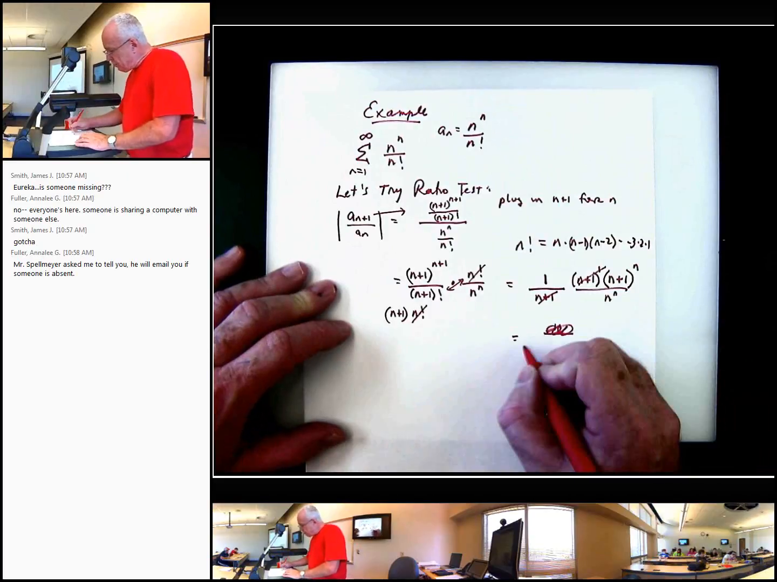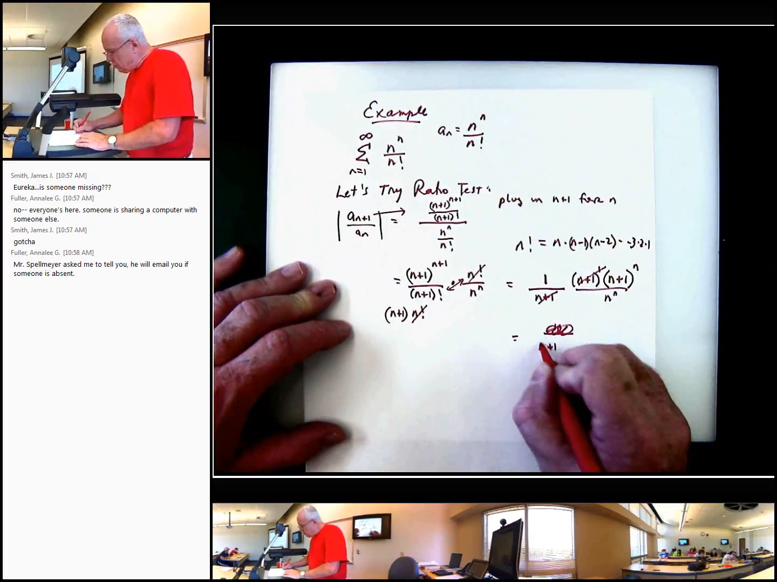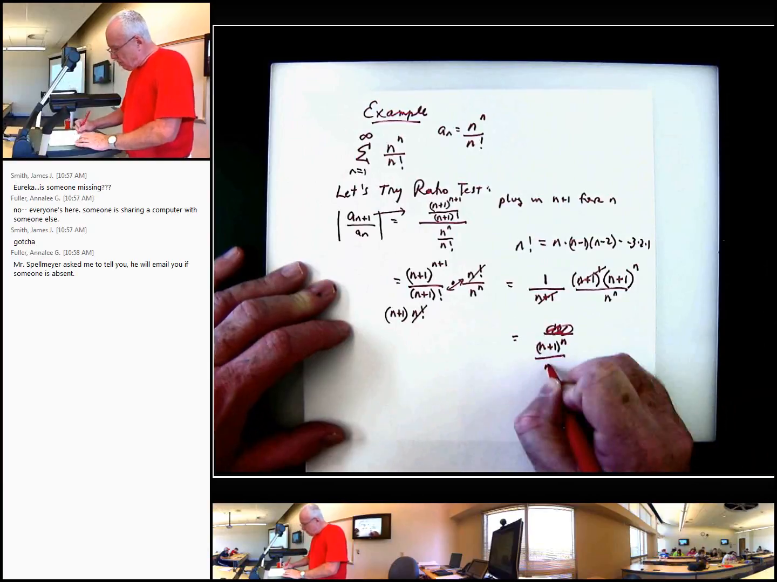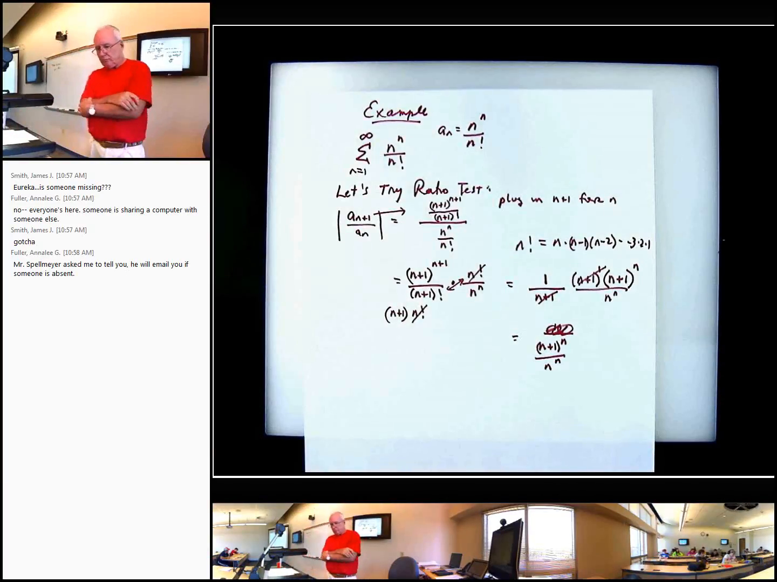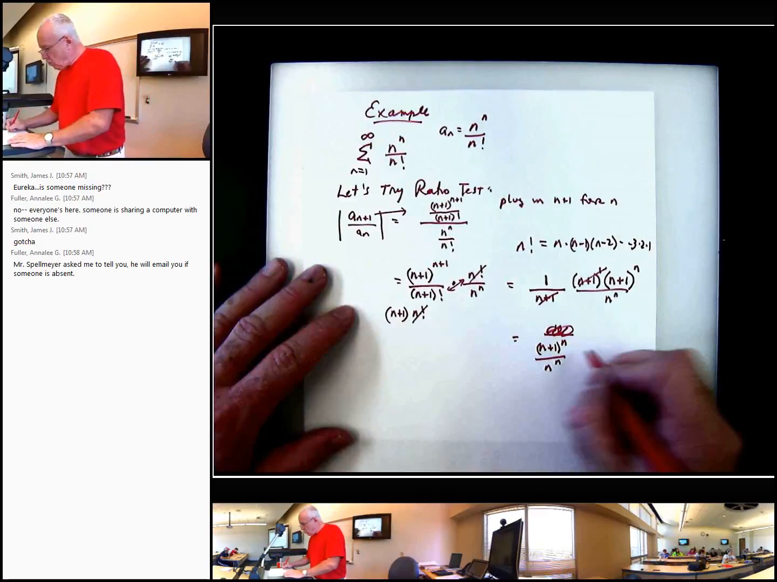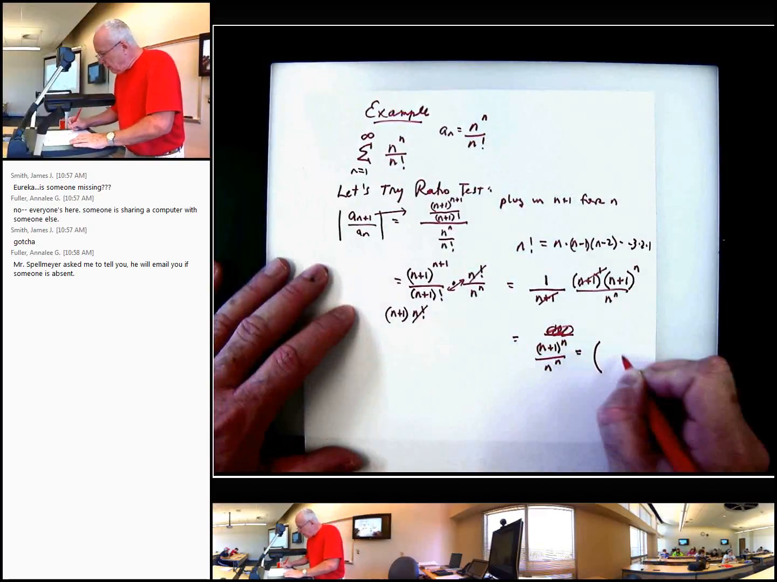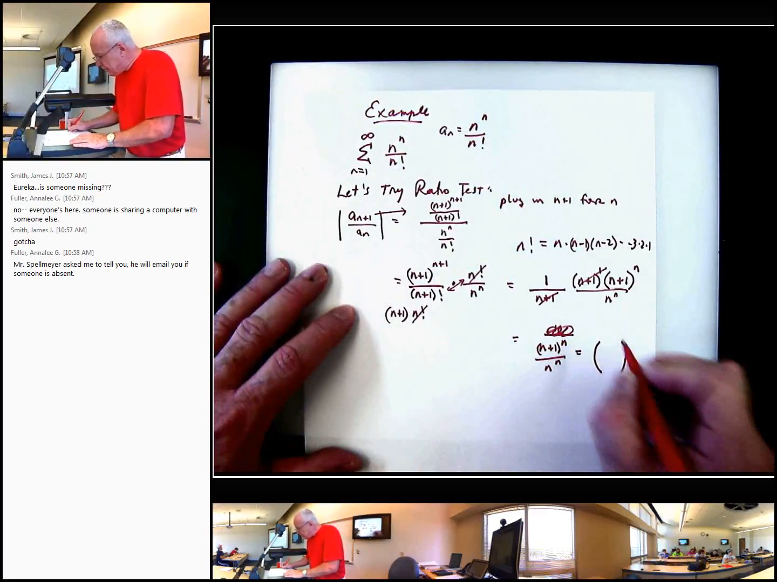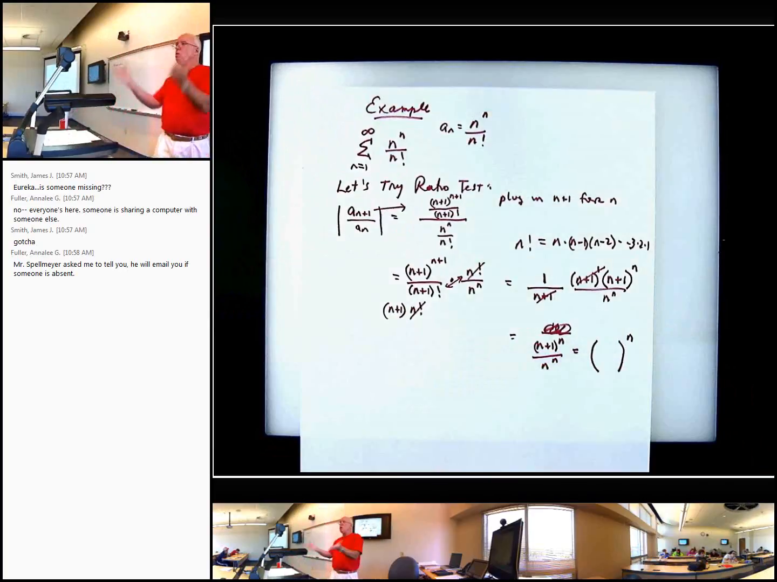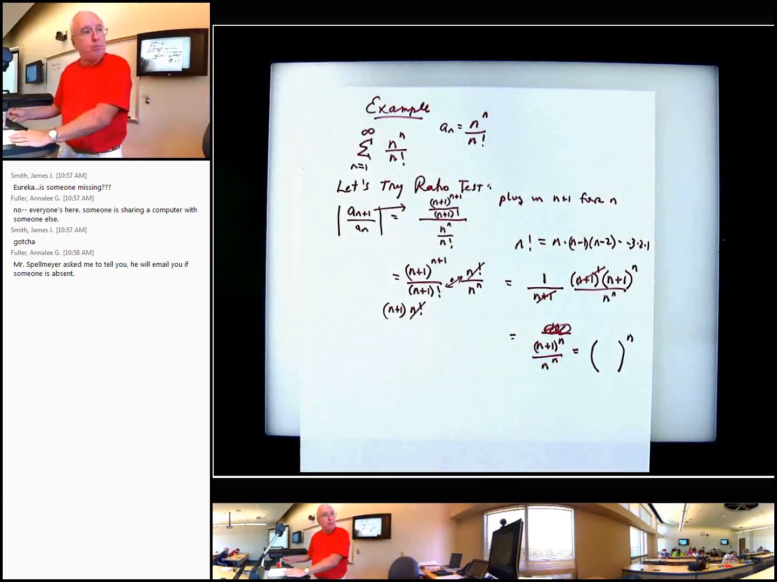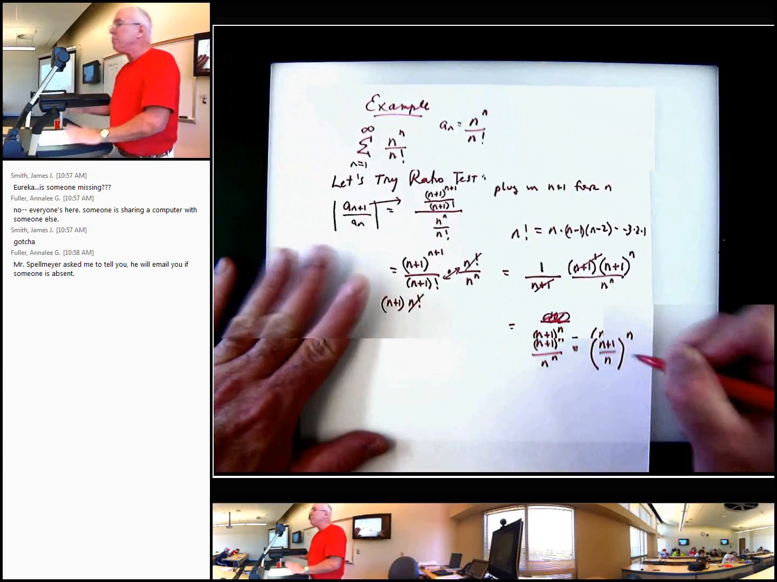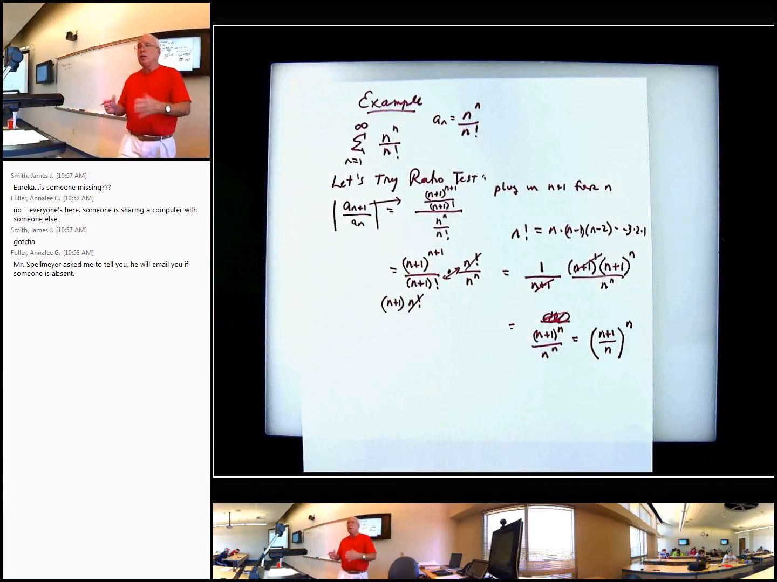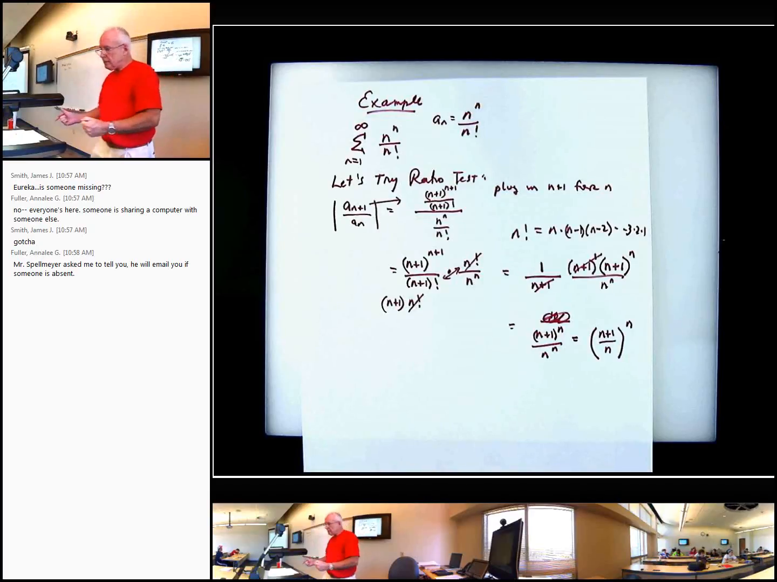We're now left with just the n plus 1 to the n power over n to the n power, like that. Oh, goody. Well, they're both being taken to the same power, so let me make one big parenthesis and put inside the top, n plus 1, and the bottom, n. Just doing what we had done before, because they're both taken to the same power.